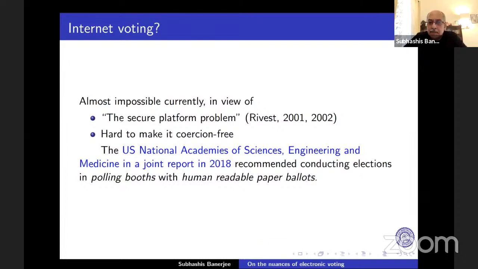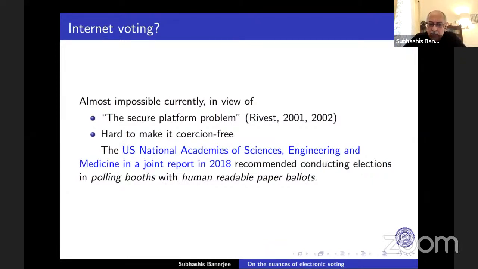So there is a concern, and there is no known method to, actually that's not true. There has been a lot of research on both the secure platform problem and on the coercion-free problem to enable internet voting in computer science. But those techniques are extremely geeky. Most computer scientists will find those protocols hard to execute from home. So they're not practical. There are theoretical systems that can demonstrate that both these problems can be solved using cryptography of a very complex kind, but they're not very popular. They're not very easy to deploy or use. So the current state of affairs is almost impossible.